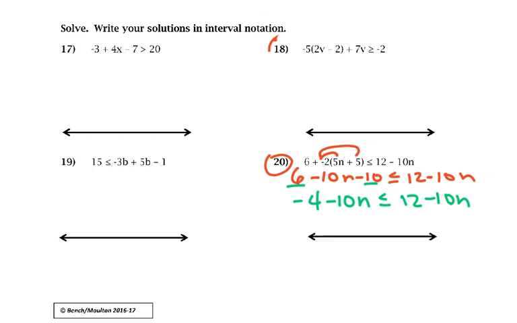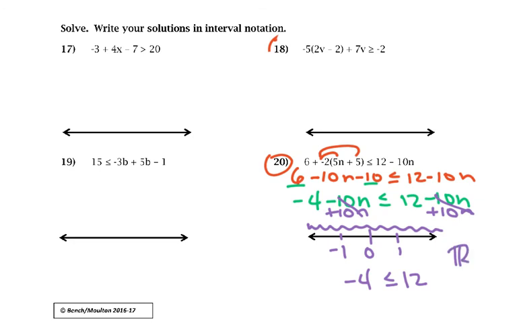And then I need to get my n's all together, so I'm going to add 10n. So what I have is negative 4 is less than or equal to 12. Okay, that's weird because there's no variables. So what you do is you look at that and you say, okay, is that true? Is negative 4 less than or equal to 12? Yes. Okay, is it always true? Yes, no matter what n is. It's always true. And so that means that you can have a graph, but every single number on it is going to be a solution.